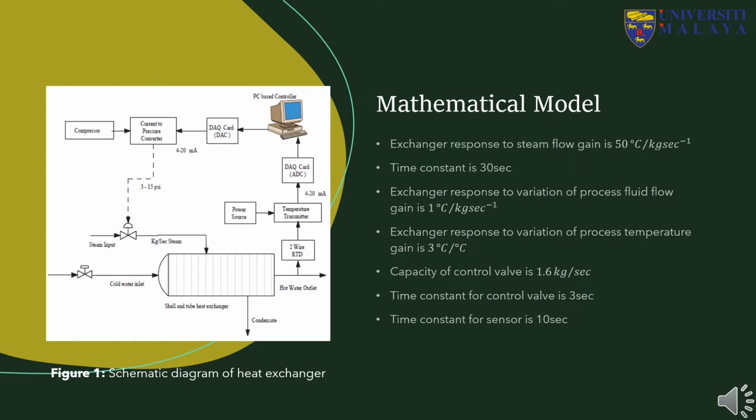The heat exchanger response to steam flow gain is 50 degrees Celsius per kilogram per second. The time constant is 30 seconds. The exchanger response to variation of process flow gain is 1 degree Celsius per kilogram per second. The heat exchanger response to variation of process temperature gain is 3 degrees Celsius per degree Celsius.